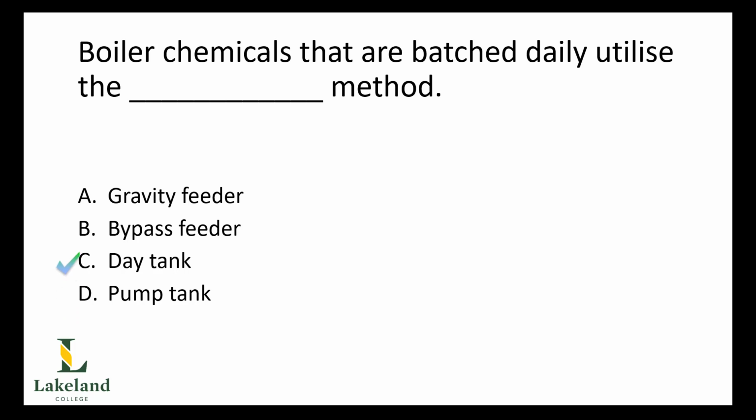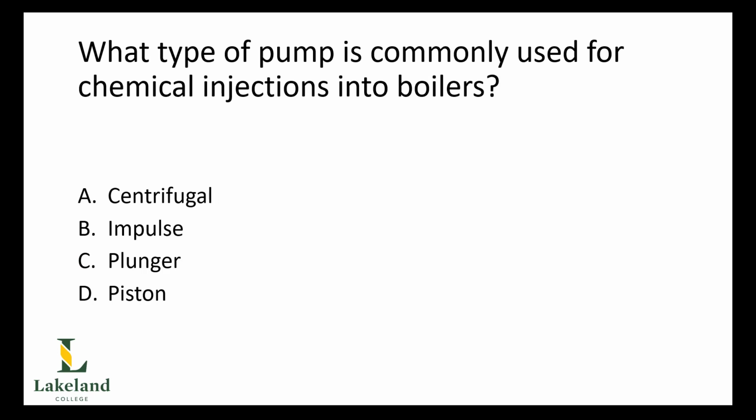Simple as that. For our next one, what type of pump is commonly used for chemical injections into boilers? Key word here, commonly used. Just think about what's in the Synovis lab, and that is a plunger pump. Don't get the plunger pump confused with the piston pump. They're both positive displacement pumps, but the plunger pump has a stationary seal and the piston pump has a seal that moves with the piston. That's the big difference between those two types of pumps.